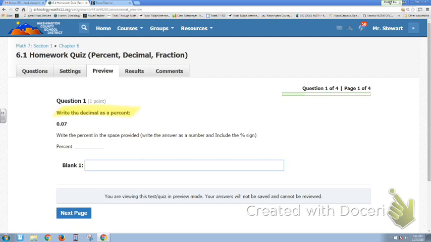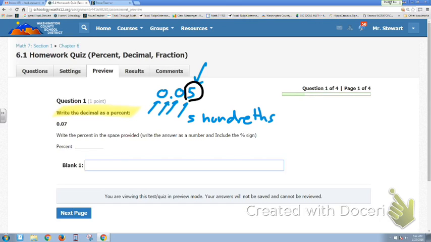When you're given a decimal, I'll make one of my own up, like 0.05. This can be read as 0 and 5 hundredths. So this would be read as 5 hundredths, because this is going out to the hundredths decimal place. If you know decimal place notation, then converting any decimal to a fraction is going to be no problem.